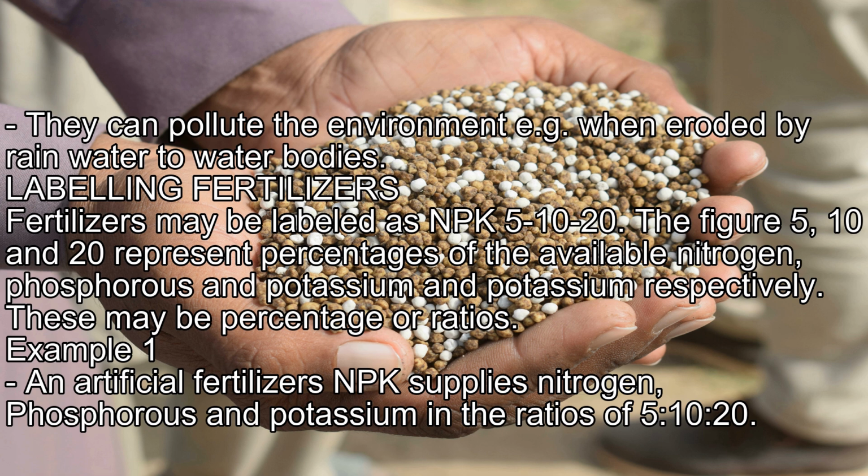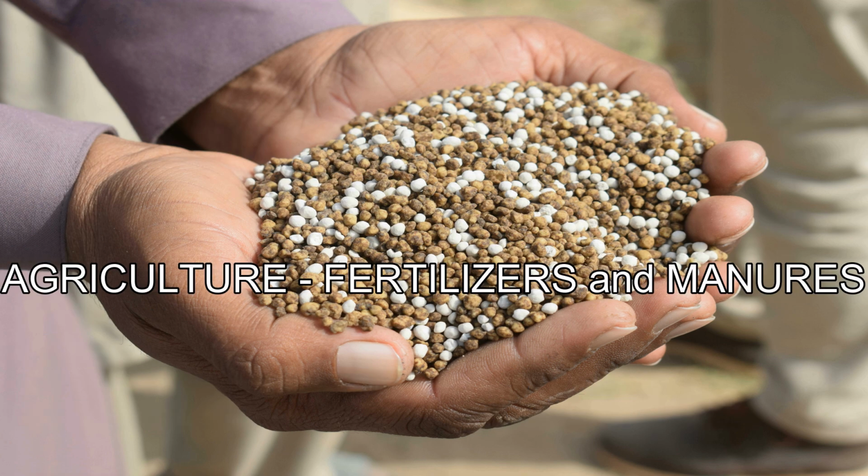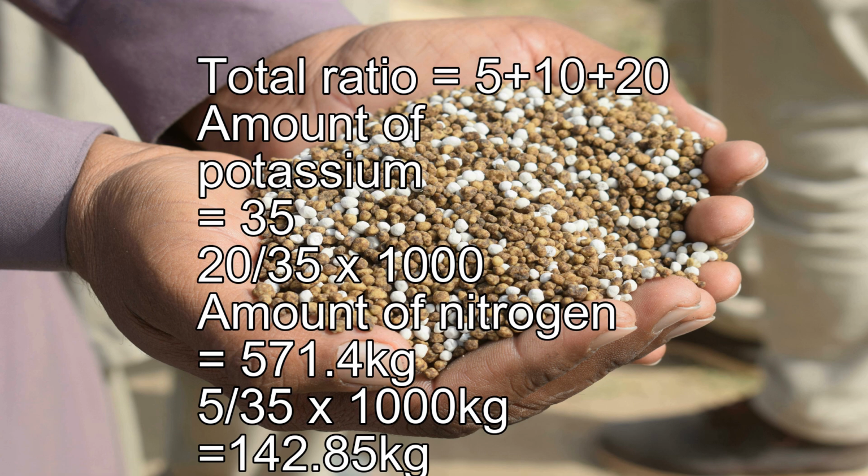Example 1. An artificial fertilizer NPK supplies nitrogen, phosphorus, and potassium in the ratios of 5-10-20. Total ratio equals 5 plus 10 plus 20, which is 35. Amount of potassium equals 20/35 x 1000, which is 571.4. Amount of nitrogen equals 5/35 x 1000, which equals 142.85.